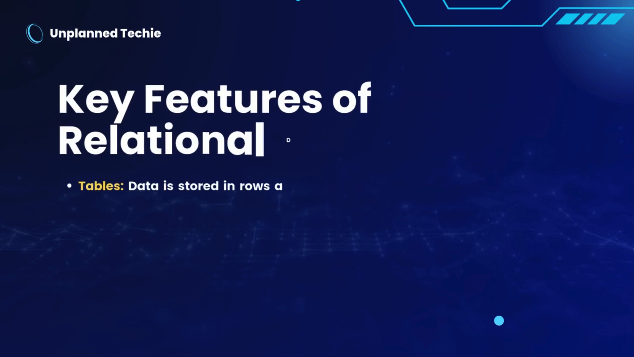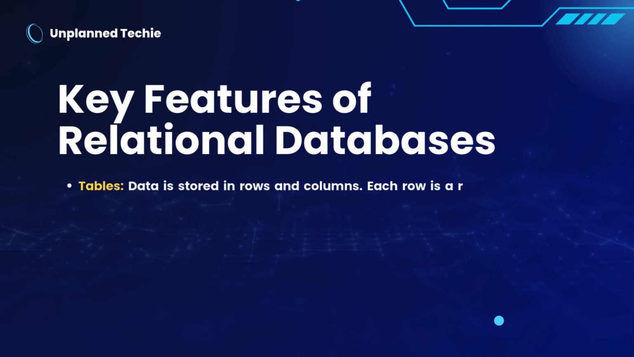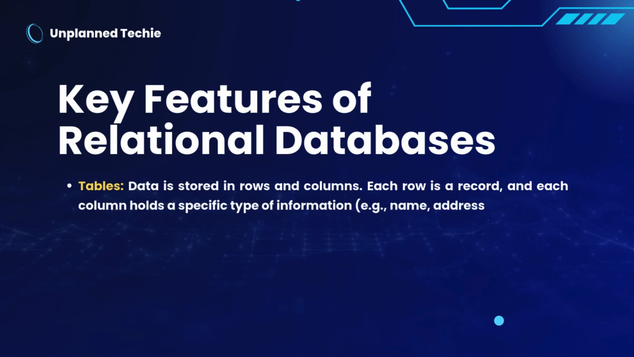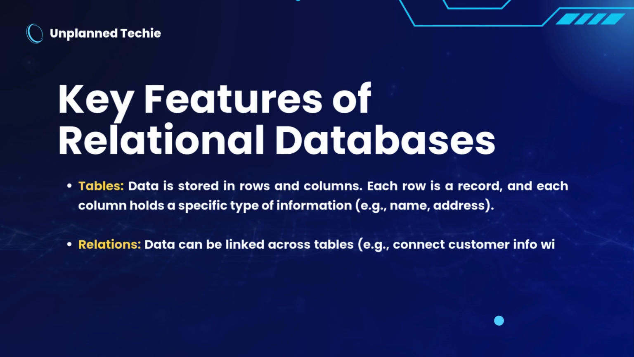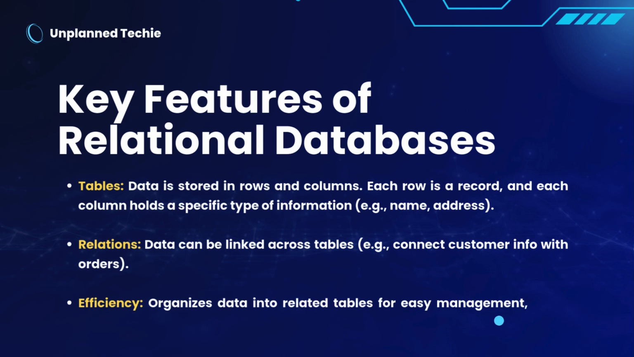Relational databases have some distinct features: tables, relations, and efficiency. Data is stored in rows and columns, with each row representing a record and each column representing a piece of information. This tabular format makes it straightforward to organize and find data. Additionally, data can be linked across tables, like connecting customer data with order data. This relational structure enhances efficiency, allowing for quick access and easy management of your data.